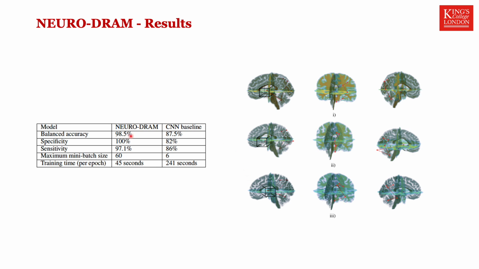The other interesting part is if you just compare it with the CNN that is trying to just classify the data, nothing else, you see that the balanced accuracy of a CNN is 87.5, while the balanced accuracy of this method here was 98.5, which obviously is quite high, but more importantly is a model that is slightly faster and has a specificity which is, in this case, 100%, which is quite incredible.